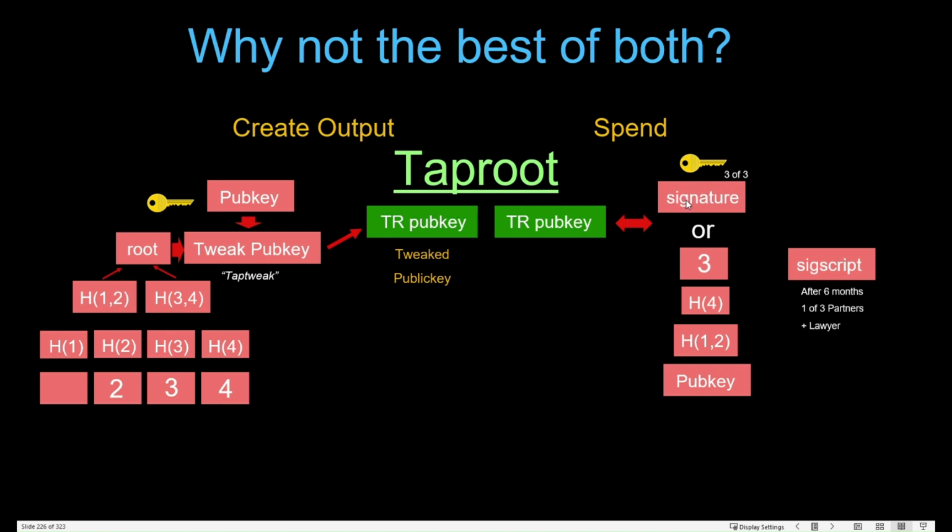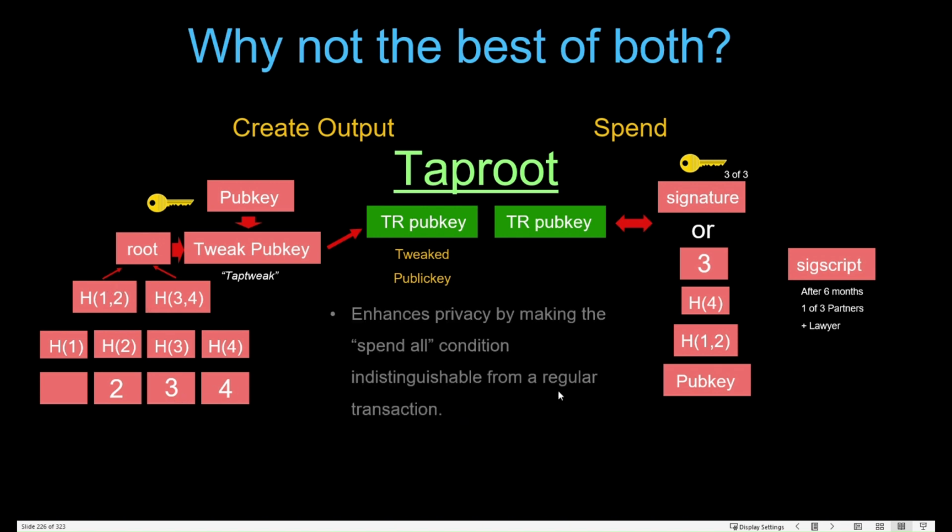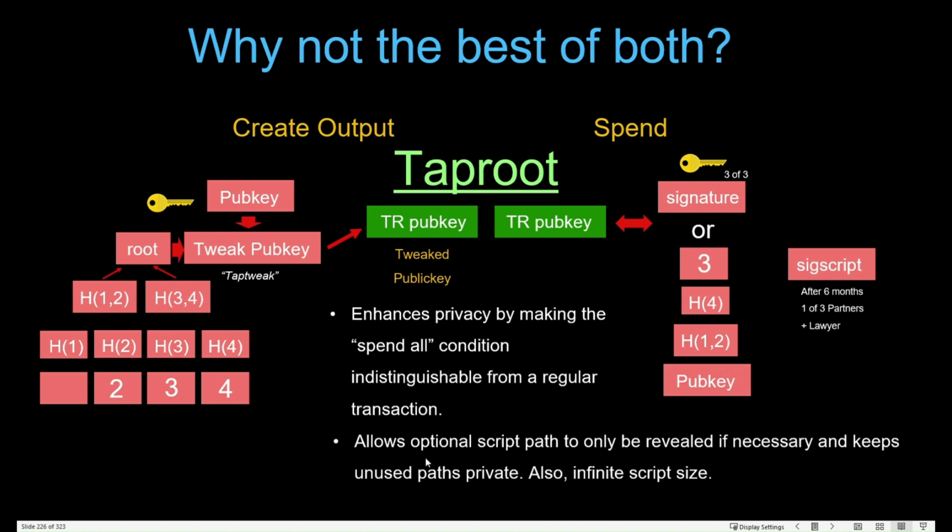between either doing one path of a multi-sig or regular sig that always looks just like a one-to-one pay to public key, but you have the advantage of hiding, within the mathematics, near infinite other spending conditions, all in this Merkleized abstract syntax tree or Merkle tree. So this has enhanced privacy by making the spend condition indistinguishable from a regular transaction. It allows the optional script path to only be revealed if necessary and keeps unused paths private. And it basically makes it so the script size is infinite.